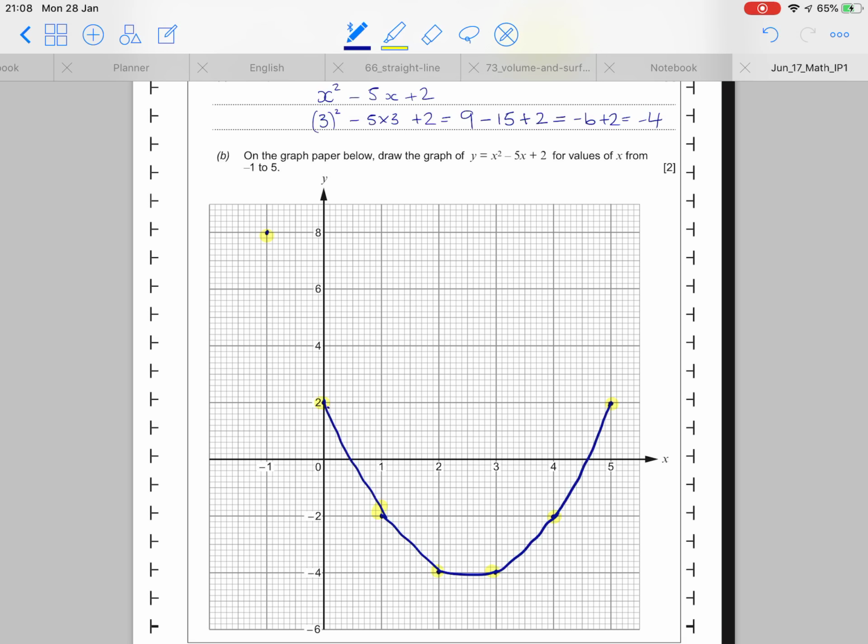But if I drew that line now and I missed that point completely, I'm going to actually gamble by losing possibly one of the marks. So you must make sure that you are in contact with each of those points you've just plotted.